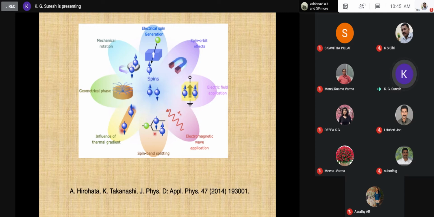Another very important aspect, which is again taught in all basic courses, is spin orbit coupling. Spin orbit coupling plays a very, very important role both in spintronics as well as in the topological materials, as we are going to see. So the spin orbit effect is very important, and I will show some examples of why this is important and how it is playing into the physics today.